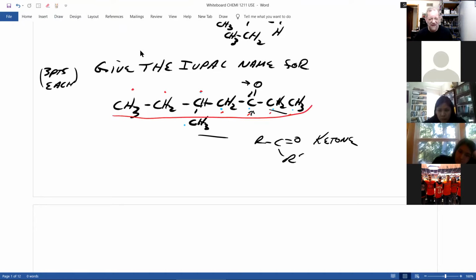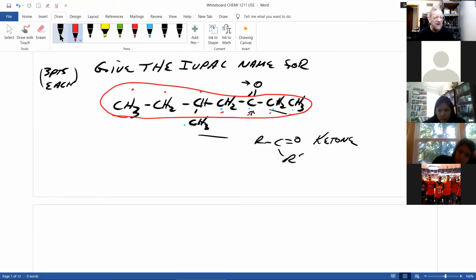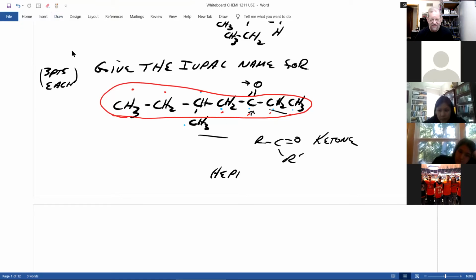Isn't the math hard in my class? And that's that chain. And what is the 7-carbon hydrocarbon? It's heptane. And since it's a ketone, drop the E, add O-N-E.